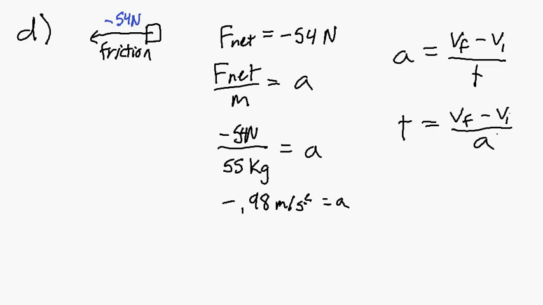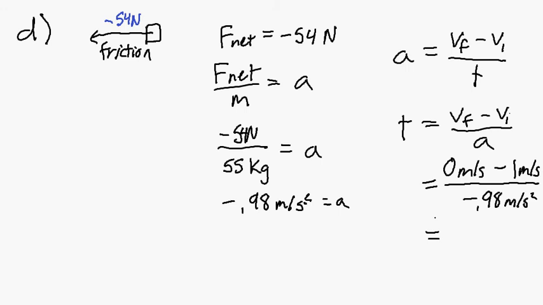Plugging in our values, we know that we are ending with a velocity of 0 meters per second because it's going to stop. It starts at 1 meter per second because that's what it's going at when the boys release it. We're going to divide that by the acceleration, which we found in the previous calculation, negative 0.98 meters per second squared. Doing this calculation should give us our answer in seconds. When we do 0 minus 1, we're going to get negative 1 meters per second on top. And we're dividing that by the negative 0.98 meters per second squared.